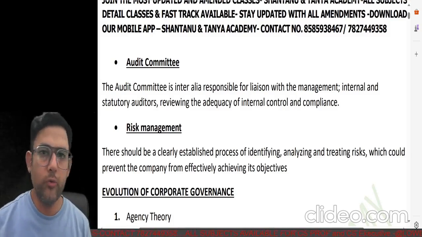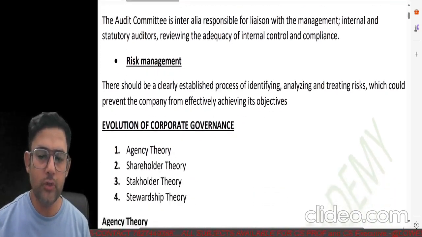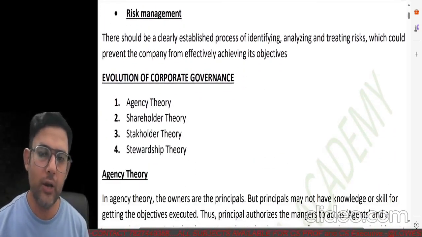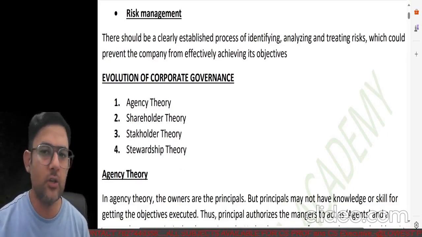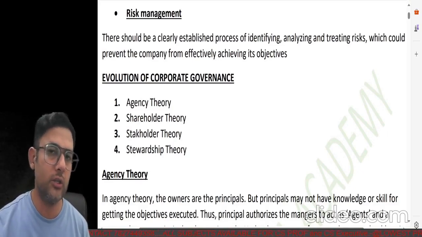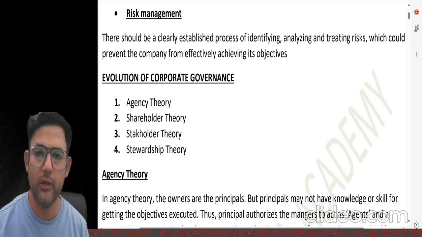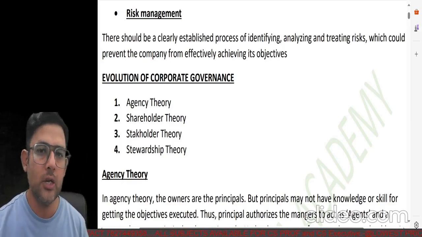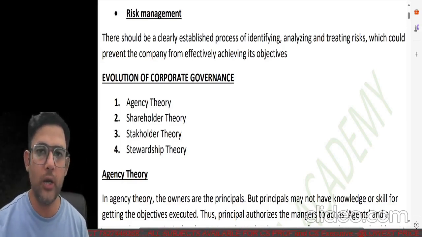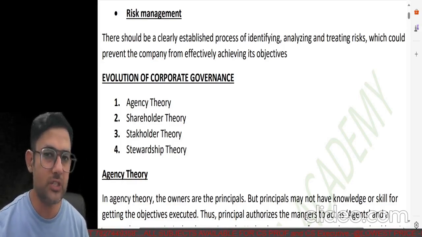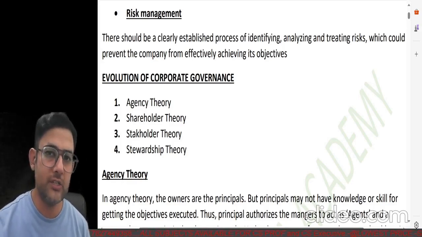So now moving forward, we talk about the evolution of corporate governance, as to how it actually got into place. There are 4 theories that explain this. One is called the agency theory, the other is the shareholder theory, the third is the stakeholder theory, while the fourth is the stewardship theory. Agency theory relates to the topic you must have read, the contract of agency, whereby there is a principal and then there is an agent.